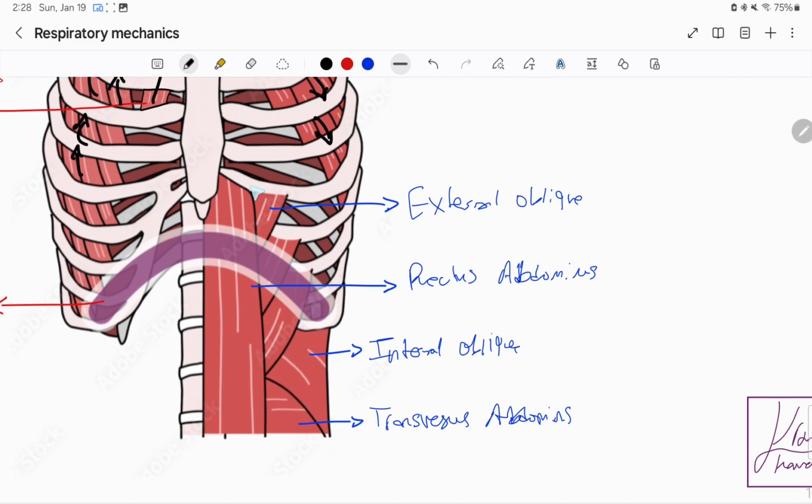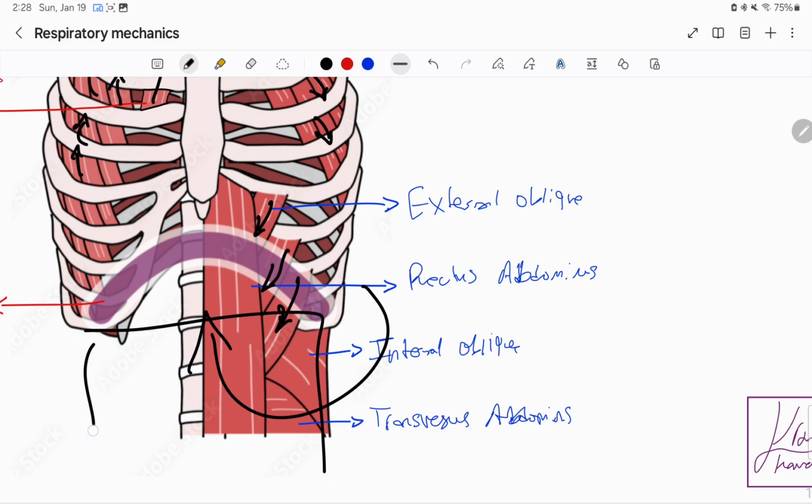What about all of the muscles here? Well, the external oblique is going to pull down on the ribs. The rectus abdominis and the transverse abdominis and all these other muscles are going to exert a pressure like this. They're going to push inwards when they contract, and they're going to create a pressure inside of this abdominal cavity.